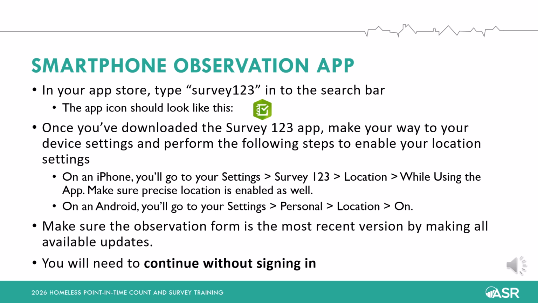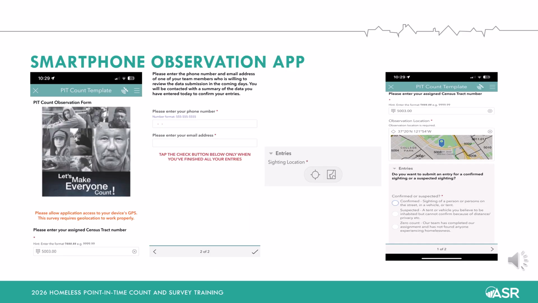If you can't access the observation form, there may be an update available for it. Once the update is made, the observation form will become available. The app will also ask you to enter in your login information. Please select Continue without signing in. When you first open the observation form, you will be prompted with a question asking for the number of the census tract you're currently working on.